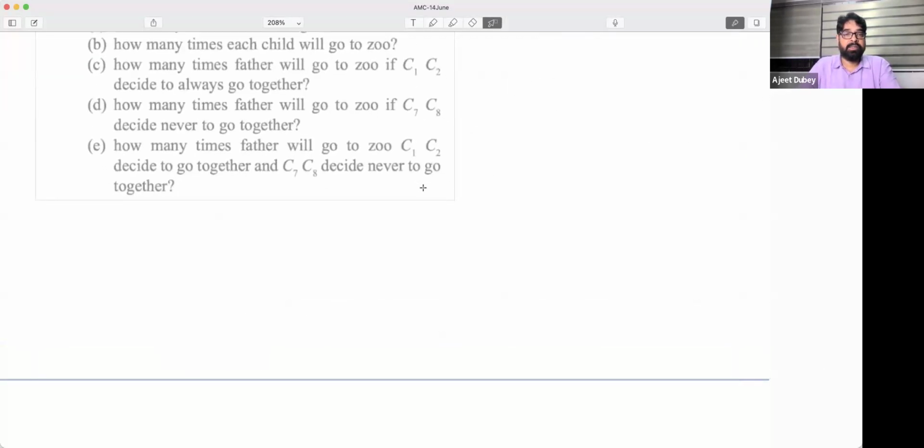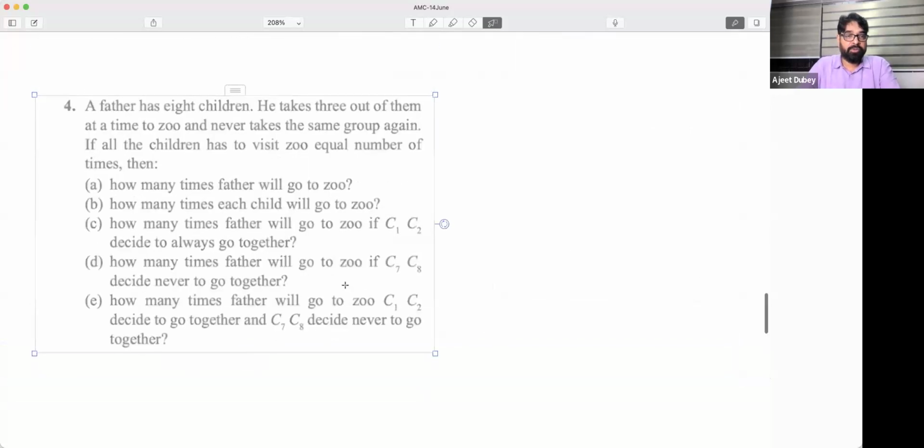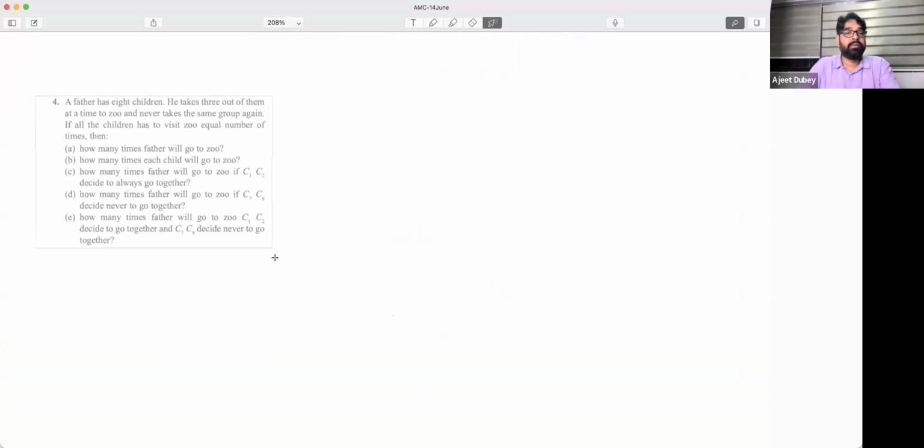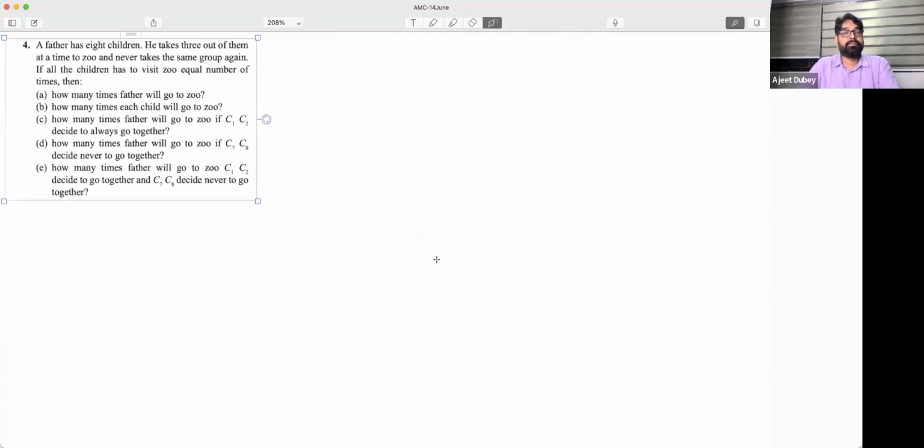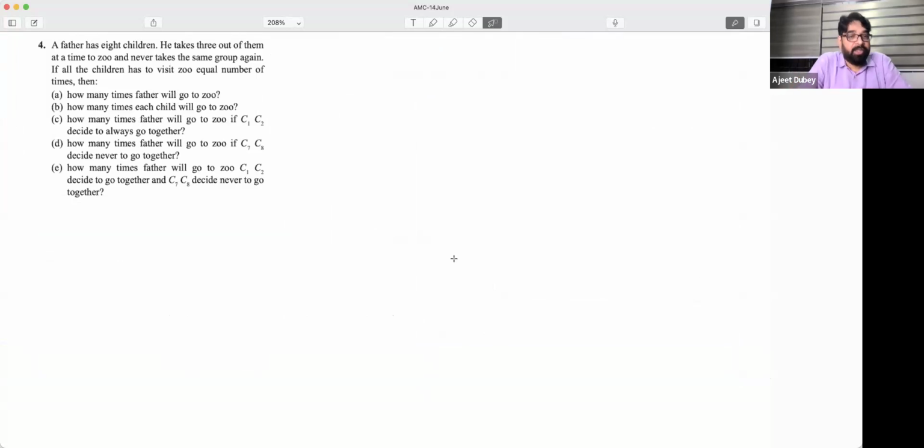Just a second, I'll take the 4th question separately. A father has 8 children. He takes 3 of them at a time to the zoo, never taking the same group again. Be clear, the wording of the question is very important. It's not saying he never takes the same child again. He is saying, I will not take the same group again. That is the main thing in the question.